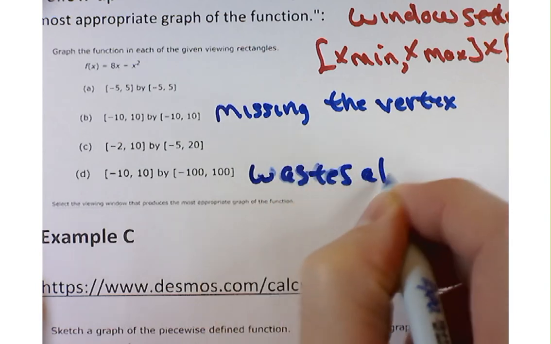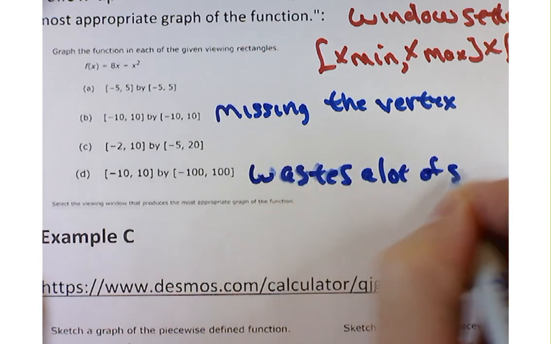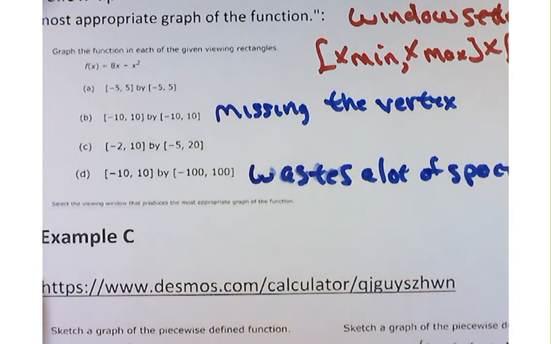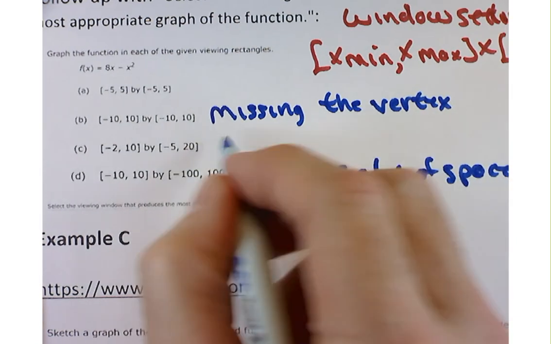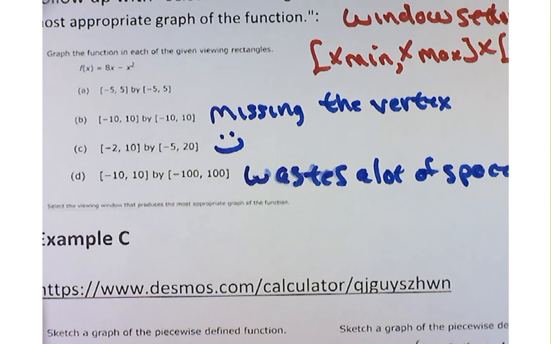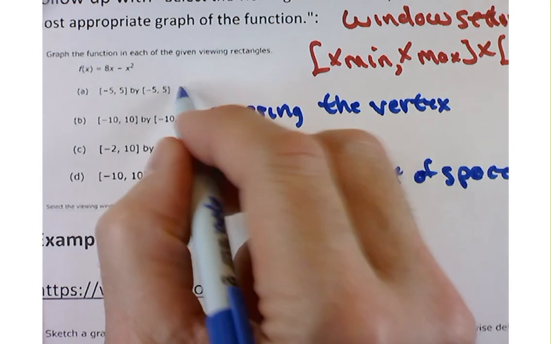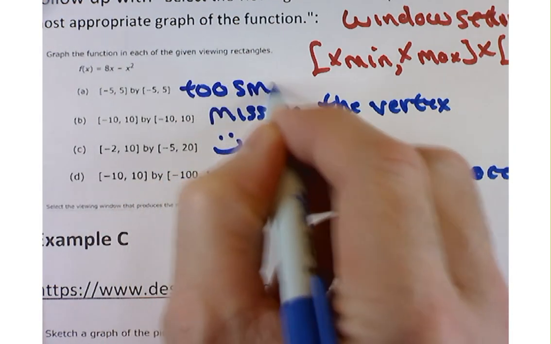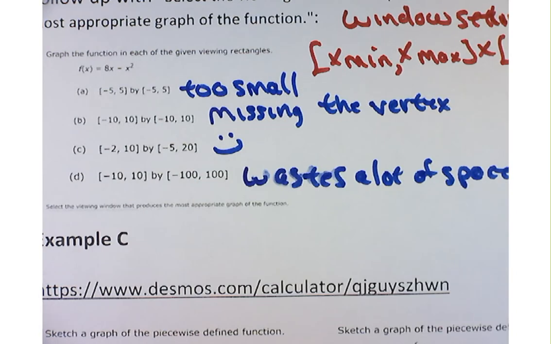A lot of space, amongst other complaints. This one, that one was pretty good. This is too small. You can't even tell it was a parabola from that one.